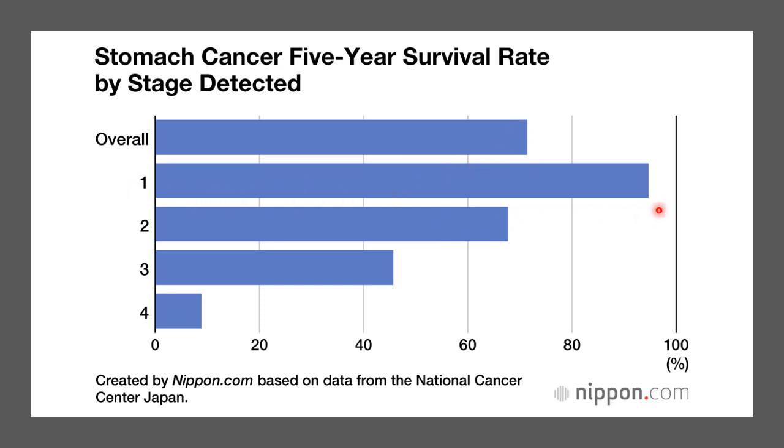In stage 1, it can be as high as 90%. Stage 2, as high as 70%. Stage 3, around 50% or so. And stage 4 is low, less than 10%. Okay, so as I told you, the TNM classification, the stage of the disease, determines the 5-year survival rate.